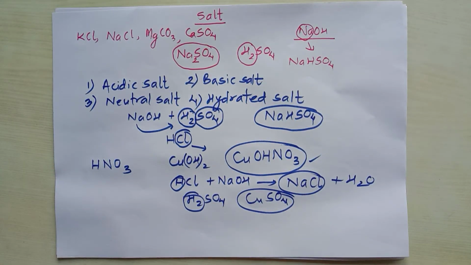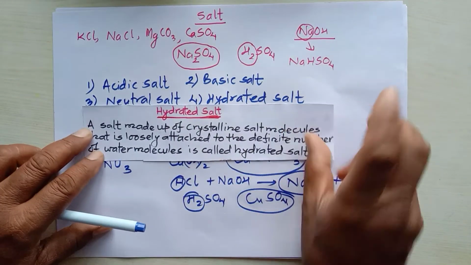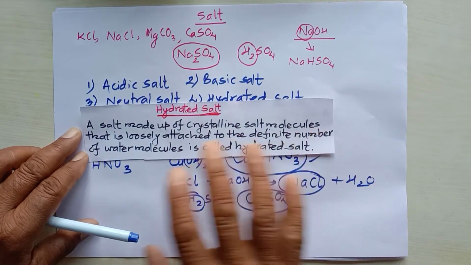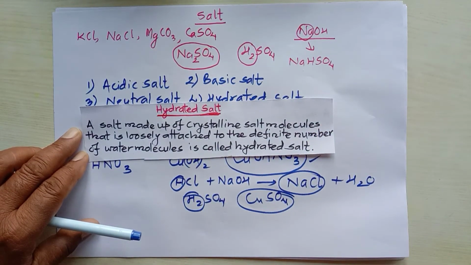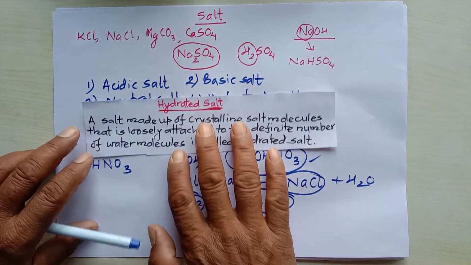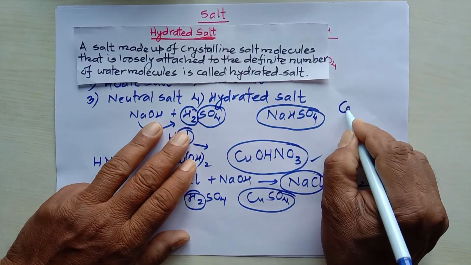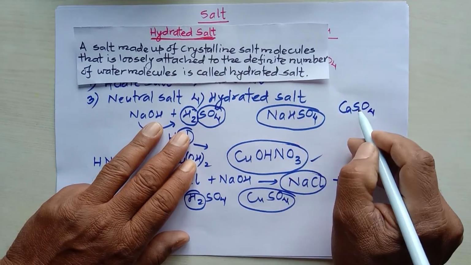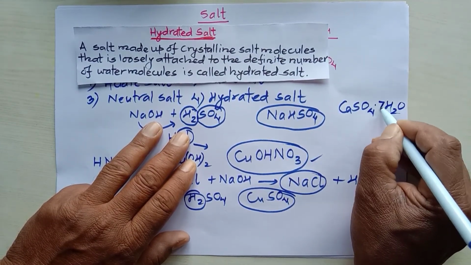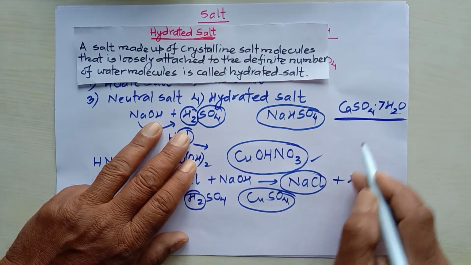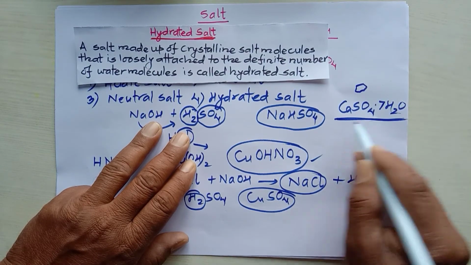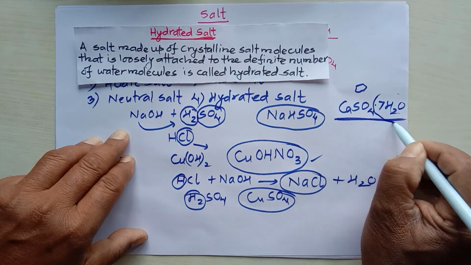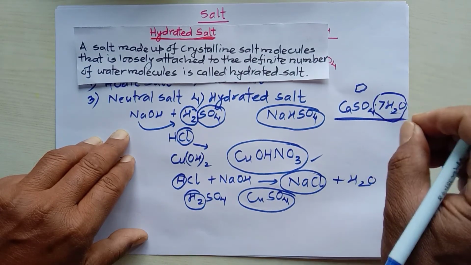Now after this, I want to talk about hydrated salt. This can be taken as the definition of hydrated salt: a salt made up of crystalline salt molecules that is loosely attached to a definite number of water molecules is called hydrated salt. Okay, what does it mean? Just for example, I think you have seen this type of molecular formula of calcium sulfate, CaSO4 dot 7H2O, and we generally say that this is calcium sulfate. It is obtained in the form of a crystalline, geometrical shape, having sharp edges. This is actually a hydrated salt. This is called water of crystallization. One molecule of calcium sulfate is attached with 7 molecules of water.